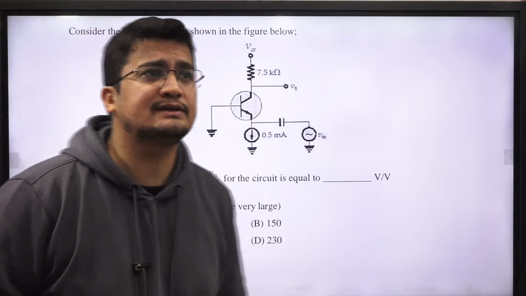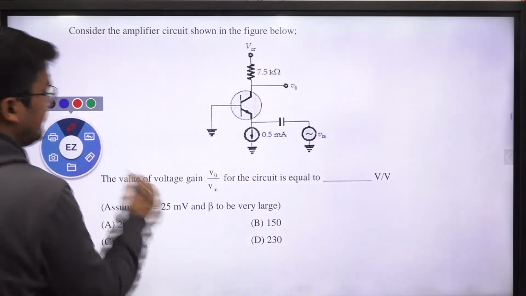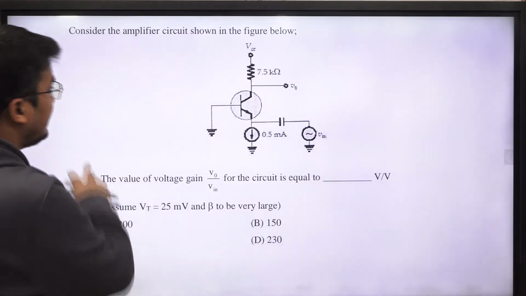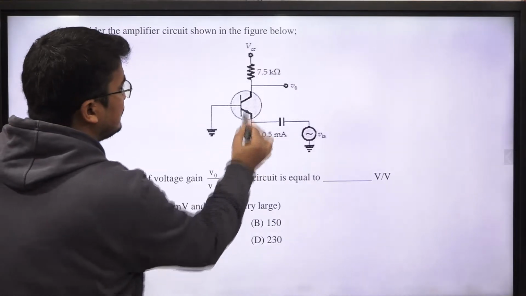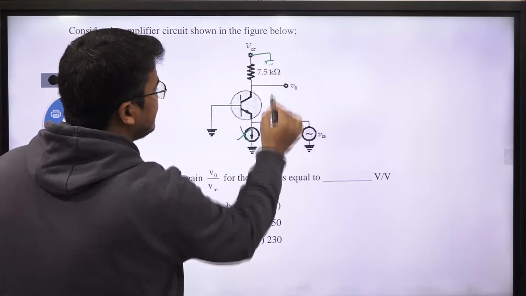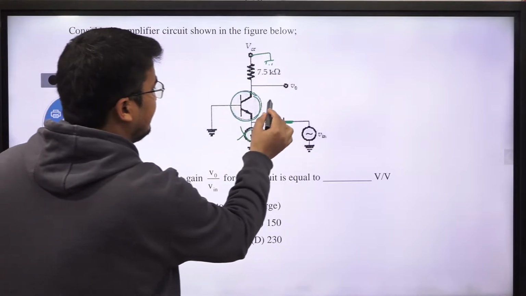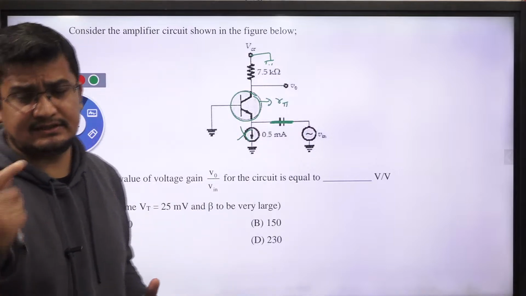Yes, Anirudh, your answer is correct. The answer will be 150. So guys, you can see here the solution. While doing the small signal analysis, you will remove these DC sources, you will make them ground, and similarly you will short the capacitor, right, and replace this transistor with its RPI model or small signal model. I believe these all things are discussed in the theoretical steps.